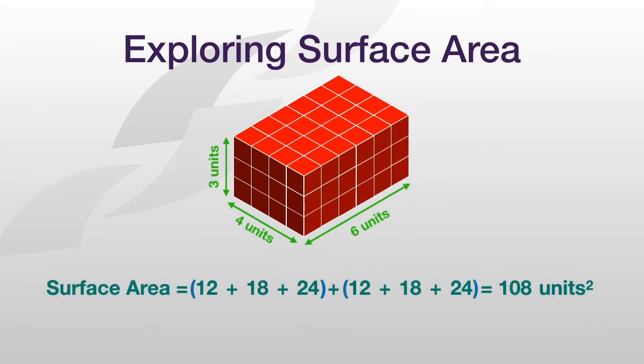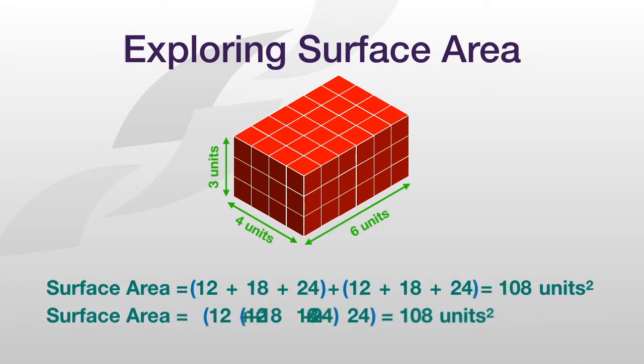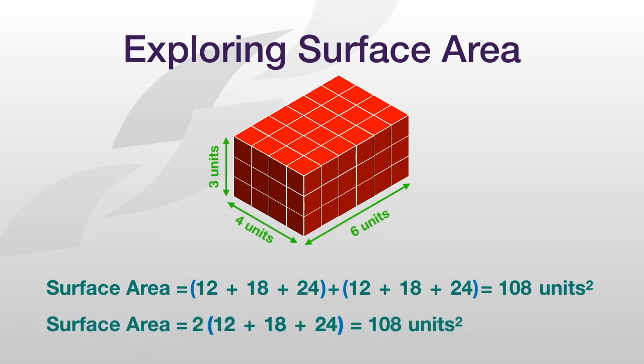Because opposite faces are congruent, notice how we can group the areas of 3 faces together. These are 2 areas of 12, 2 areas of 18, and 2 areas of 24. So a more efficient way to determine the total surface area is to add just 3 areas together, then double the sum.